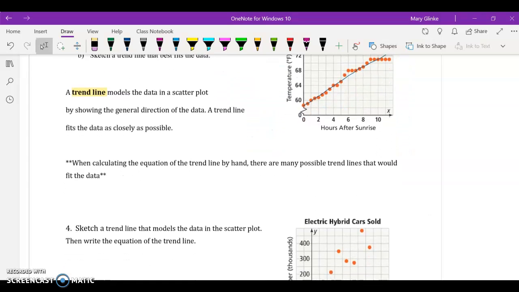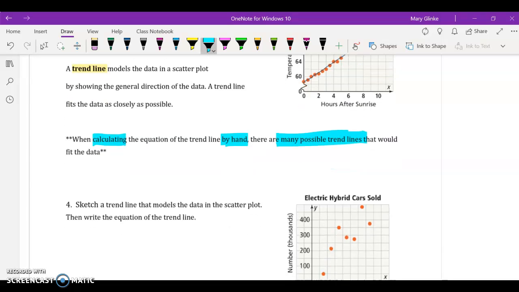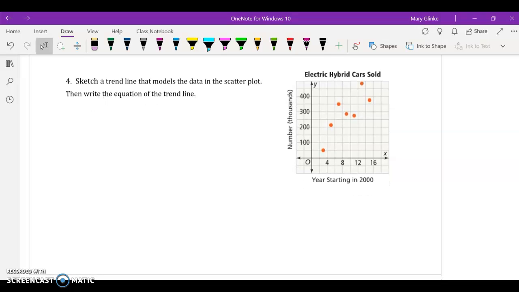So an important thing to note is that everyone's work is going to be completely different, because when you calculate the trend line by hand, which is what we're doing, you are going to have many possible trend lines. So your trend line is going to be different than my trend line, and therefore my equation is going to look different than yours, and that is totally fine. Especially when we get to data that looks like this next one here.